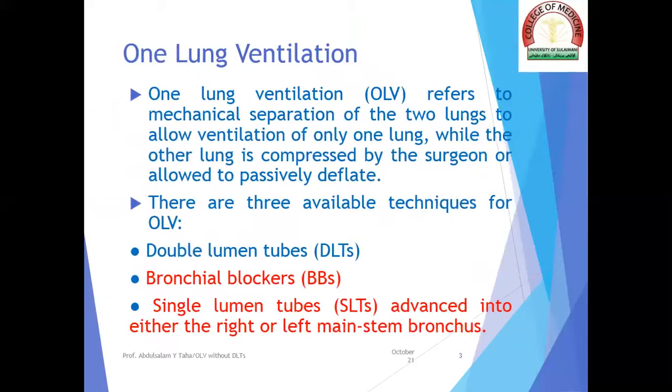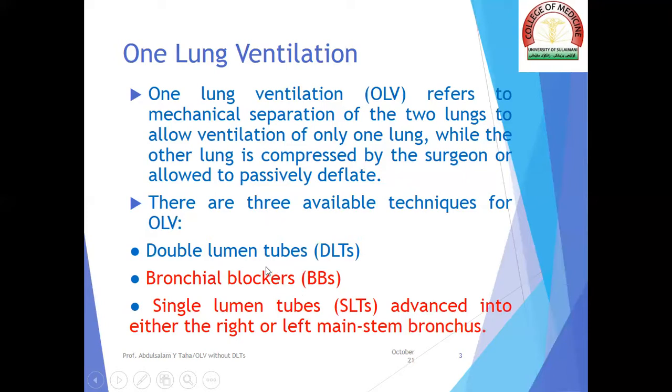So to start with, what is one lung ventilation? One lung ventilation refers to mechanical separation of the two lungs to allow ventilation of only one lung, while the other lung is compressed by the surgeon or allowed to passively deflate. There are three available techniques for one lung ventilation: the double lumen endotracheal tubes, bronchial blockers, and single lumen tubes advanced into either the right or left mainstem bronchus.